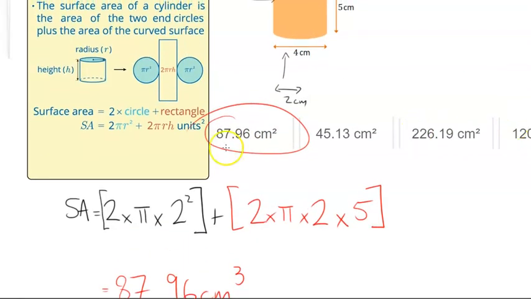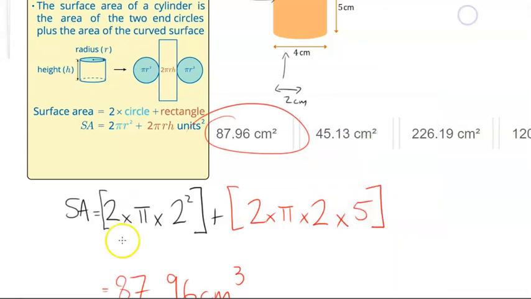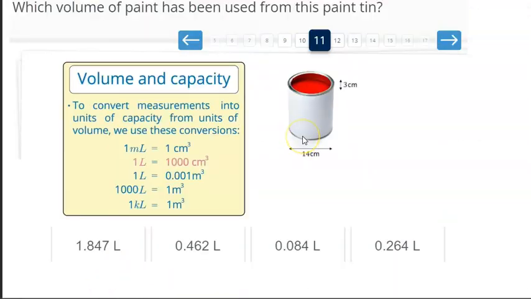So be careful when using this formula that you make sure that your radius is half of whatever the diameter is, and then when you're putting it into the calculator, you're putting brackets around these 2 to indicate that you're working these out separately.